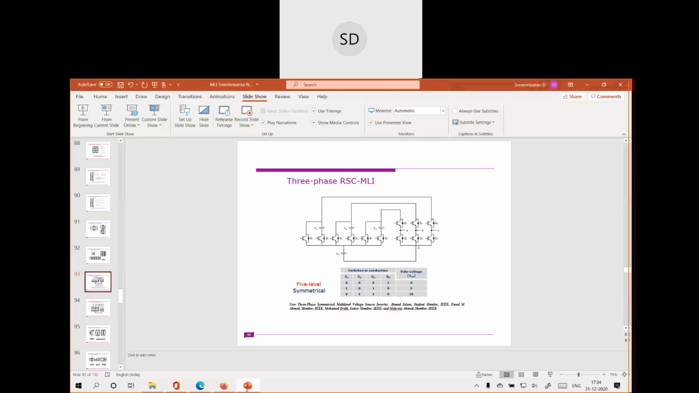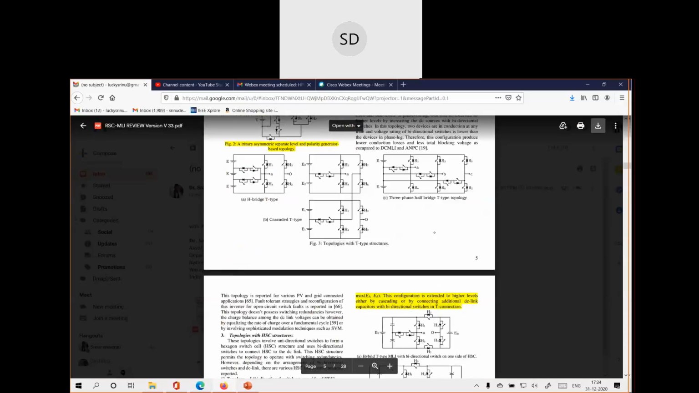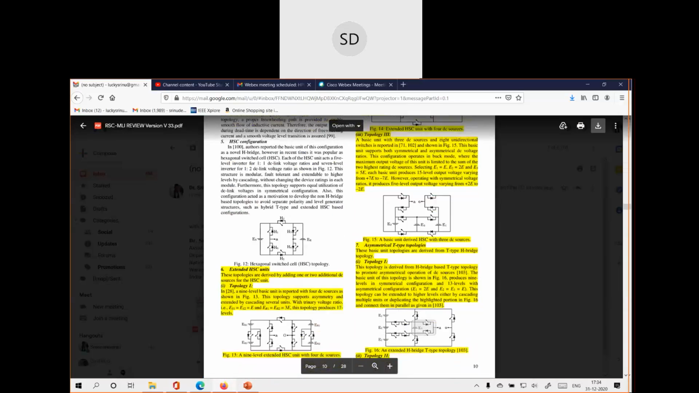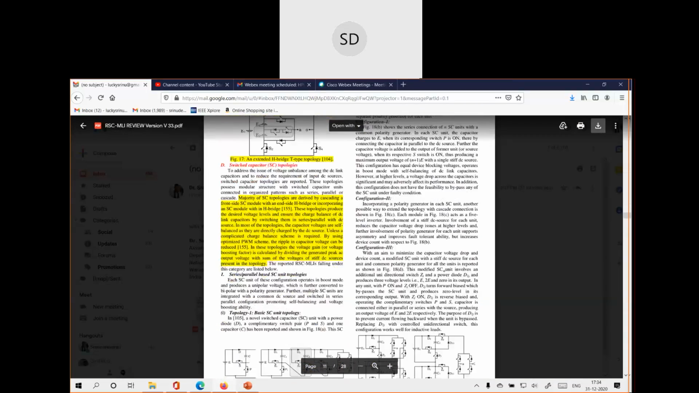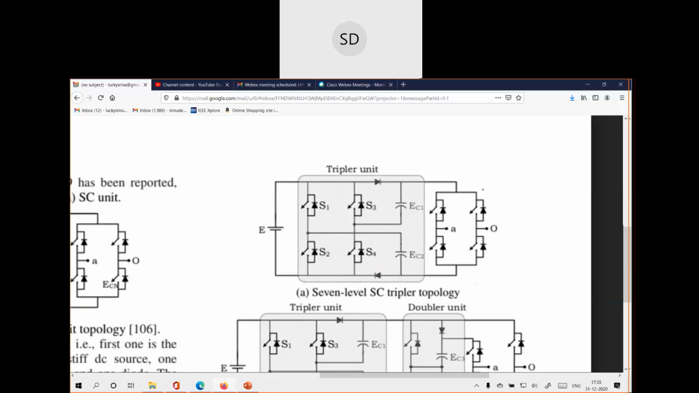Okay, and one more thing I missed. When you are discussing the switched capacitor especially, there is one thing, that is boosting or voltage gain. I think we already discussed that voltage gain is the maximum output voltage you are getting divided by the total number of input DC sources.